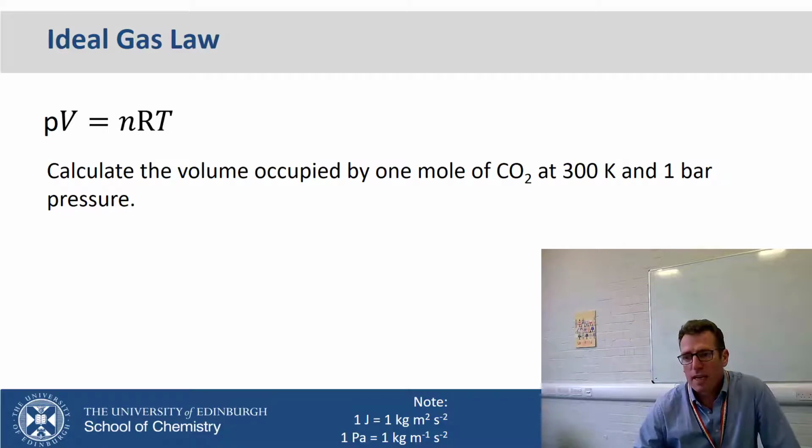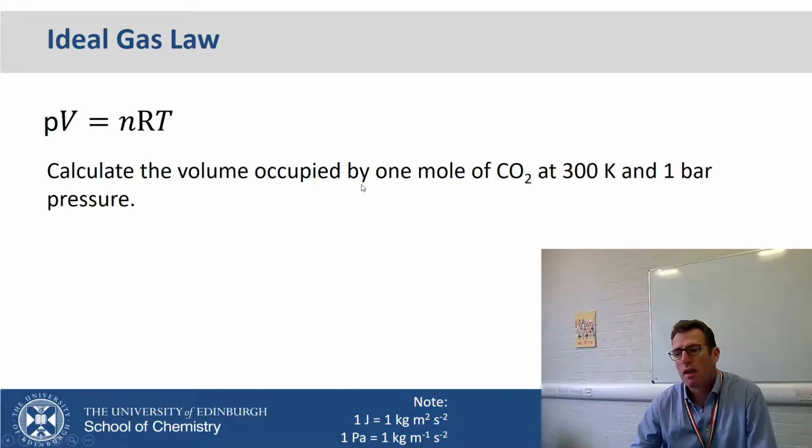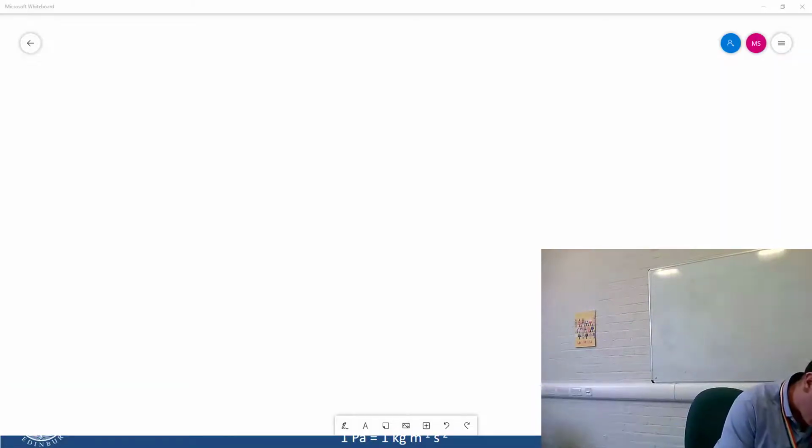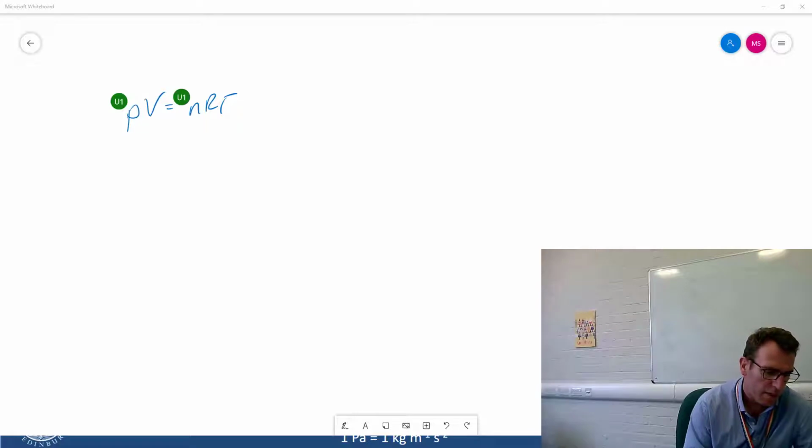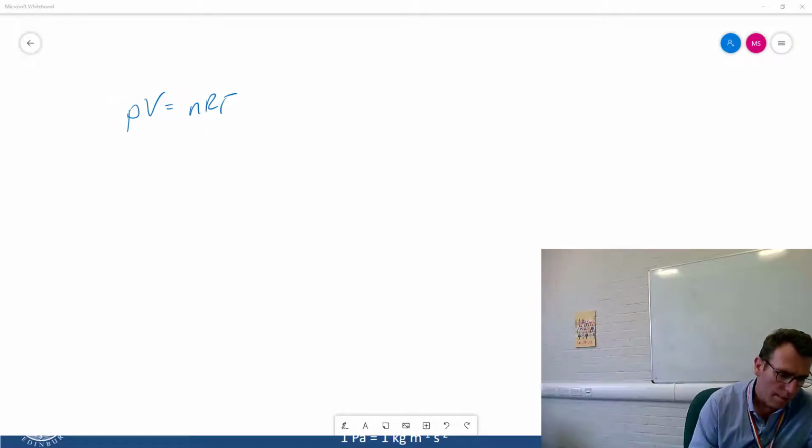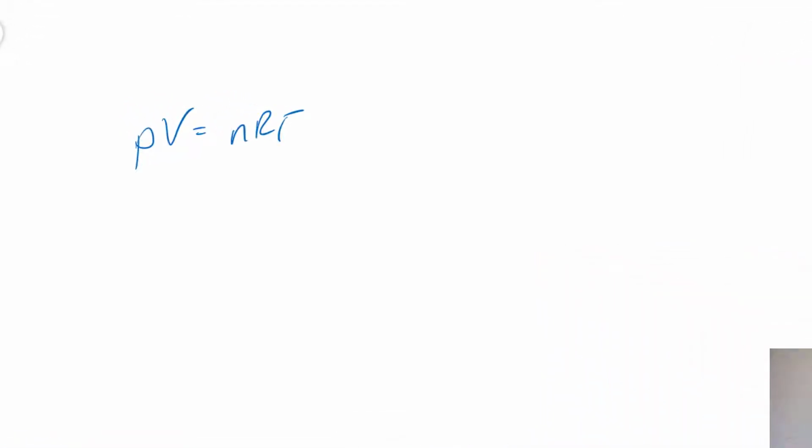All right, so let's have a quick look at this law in action. So we can look at the ideal gas law, PV is equal to nRT, and here we're asked to calculate the volume occupied by 1 mole of carbon dioxide at that temperature and that pressure. So we can use the ideal gas law. We can say that PV is equal to nRT, and we want to use our parameters. So we're given the pressure as 1 bar. Well, 1 bar is 10 to the power 5 pascals, so we need to use SI units.